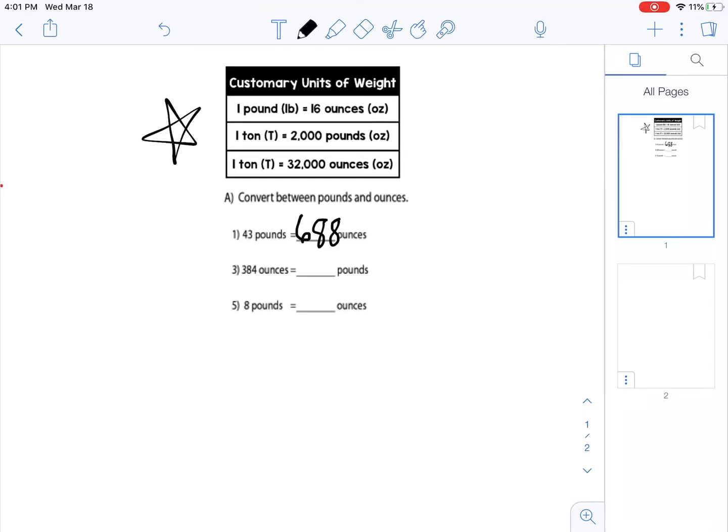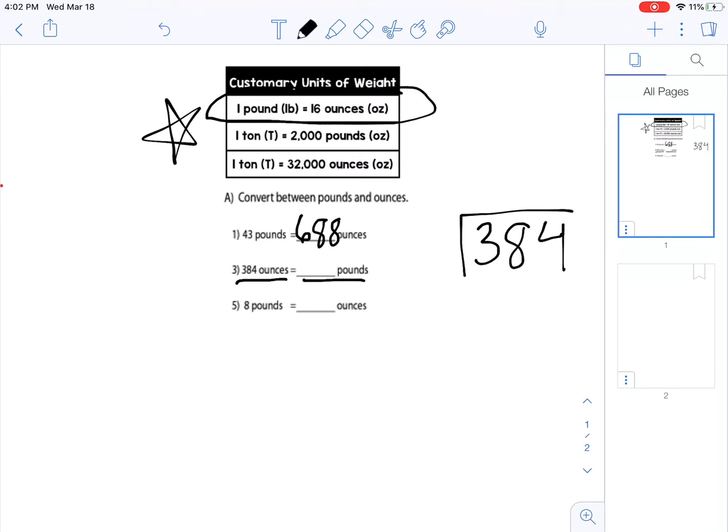Okay, so now we're going to look at the second problem. It says number 3, but it's the second one we're working on. We're focusing on 384 ounces equals how many pounds? So that's going to be, once again, that top conversion. And we're asking ourselves, are our ounces going to be a bigger number or a smaller number than our pounds? Well, this time we're working backwards. We're starting with ounces and we're trying to go to pounds. So that's going to be a division problem. You start out with 384. You're going to divide it by 16.